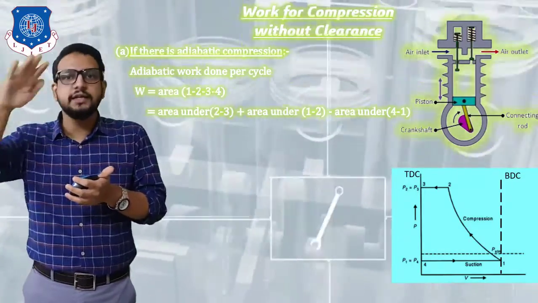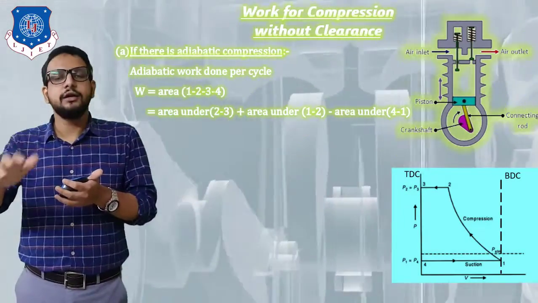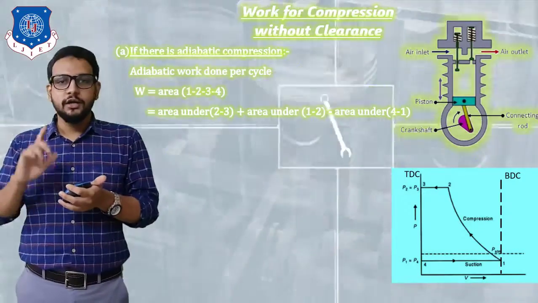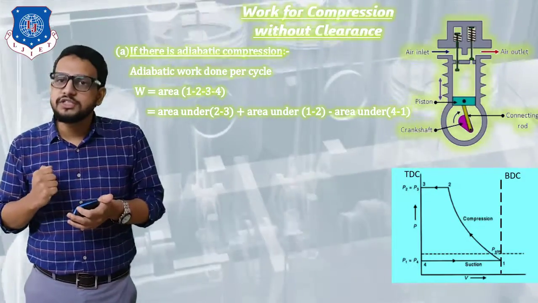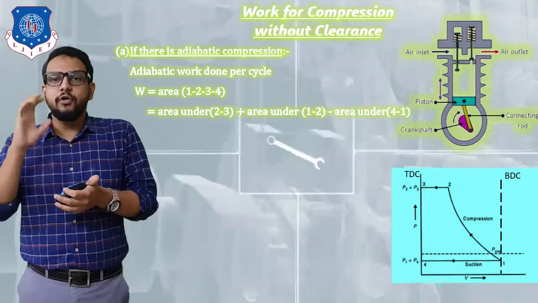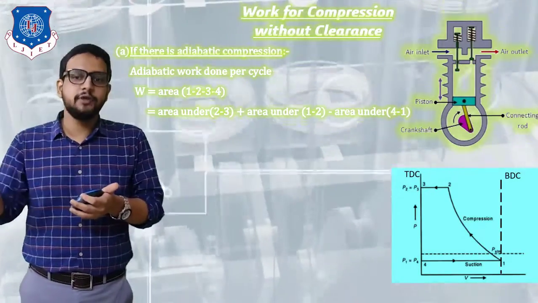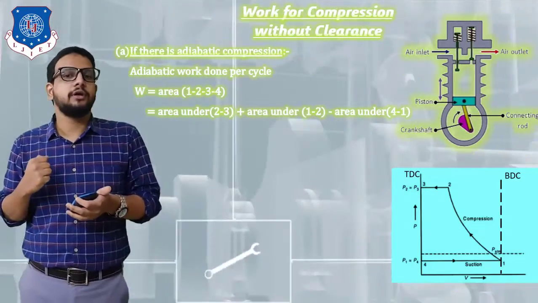finally reaching point 3, which is a representation of the TDC. Our stroke has been completed, suction stroke and delivery stroke. Okay, this is one cycle which we have completed. Now in our first case we have to determine how much work input is done. So whatever area is covered by this graph on a PV diagram represents the work input to a compressor.